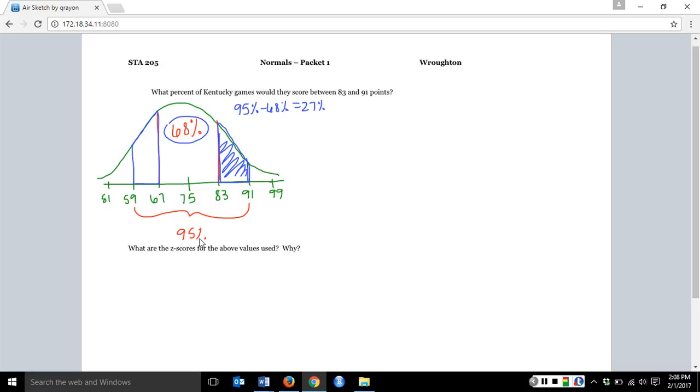But then again, I have those two different spots to put it in. And so I could come up with this 13.5% again, being this piece and this piece, then realizing that this is the only piece I actually wanted. So then I could say in 13.5% of games, Kentucky scores between 83 and 91 points.